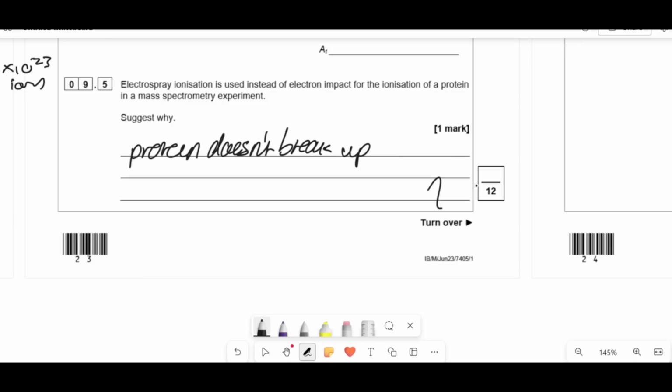We're not really doing that here. We're just physically breaking it. That's the problem, because all we're doing is working out the mass of the whole thing, and in order to do that, all you need is a 1+ ion. Boom. So that's all I can say for that.